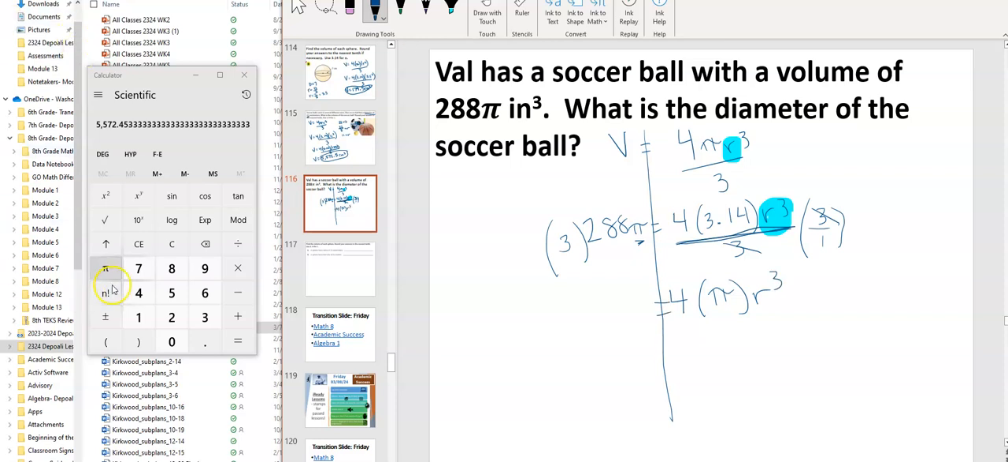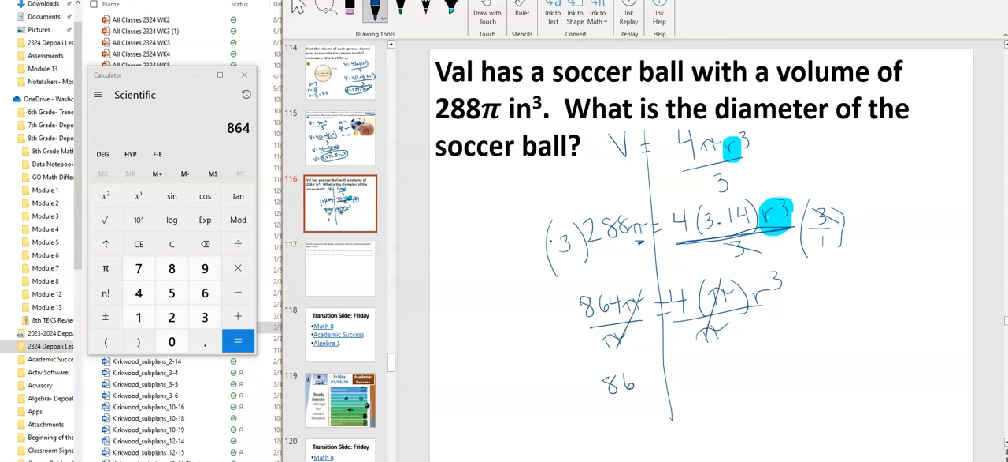And I'm going to do 288 times 3. And that's going to get me 864 times pi. Now I can divide by pi because I know that that will cancel out on both sides. And you're left with 864 equals 4r cubed.